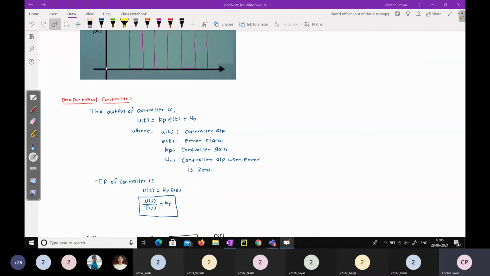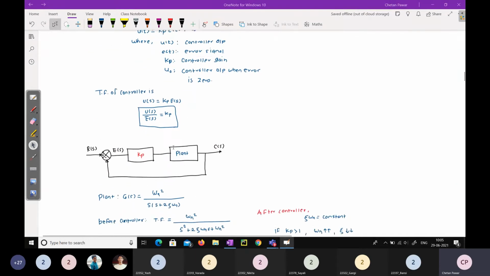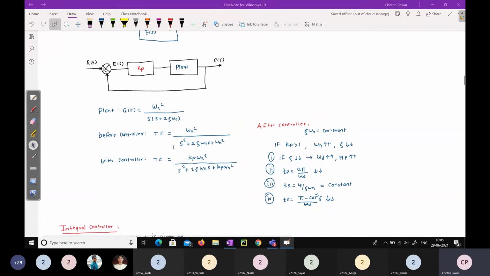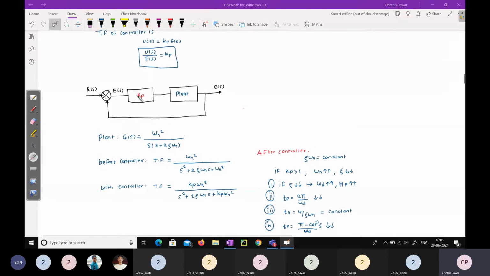So let us see if we include this proportional controller in a control system, what will be the effect on the plant? What will be the effect on the overall transfer function of the system? Here we can see in the forward path we have inserted the proportional controller block, which has the gain kp, and the plant transfer function is the standard second order transfer function.